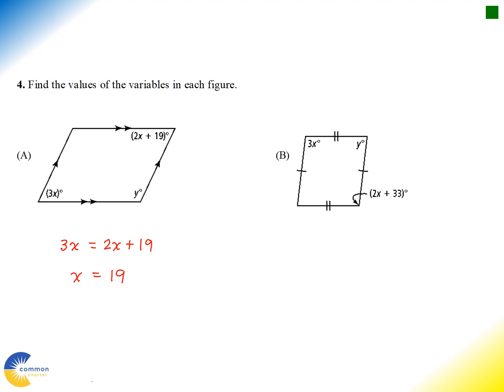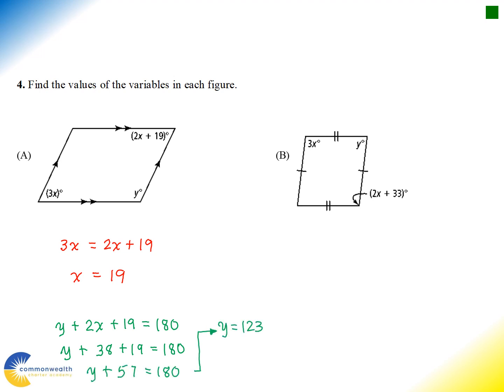That means that the angles should total 180 degrees. So either 3x plus y should equal 180 or 2x plus 19 plus y should equal 180. I chose that one. And the fact that I know that x equals 19, 2 times 19 would be 38, so y plus 38 plus 19 would equal 180.